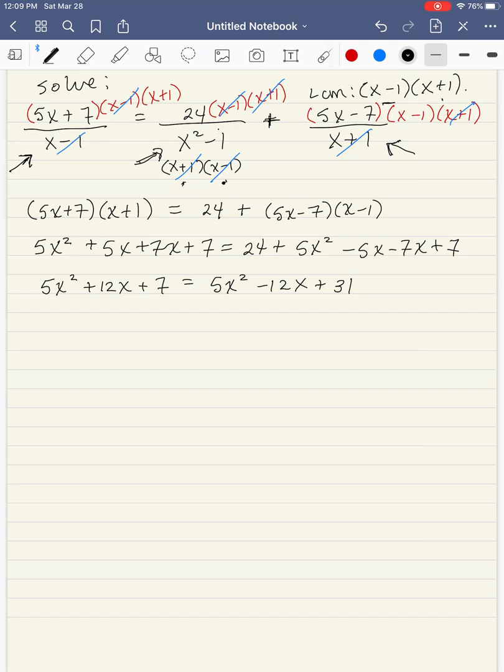At first glance, this looks like a quadratic, but we see that when we start trying to combine like terms, when I subtract, the 5x's cancel, and I'm just left with the linear equation. You go ahead and pause the video and solve that linear equation.